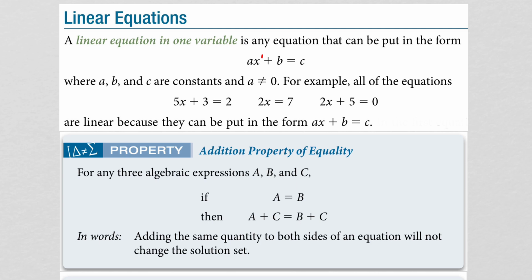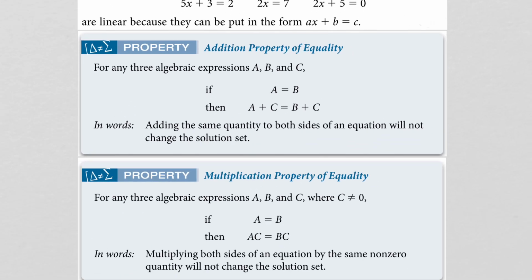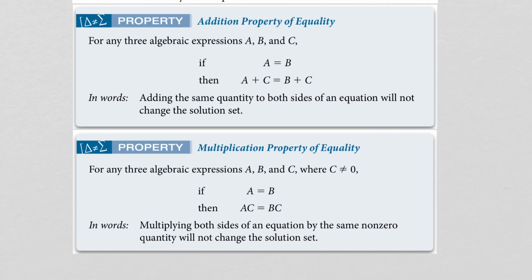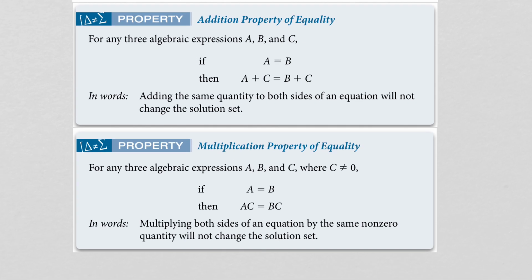Now, how do we solve linear equations? Well, we have a couple of properties of equality that you have probably learned at some point. The first property says that if two things are equal, you can add the same thing to both sides of the equation. And the other property says if two things are equal, you can multiply both sides by the same number as long as you're not multiplying by 0.